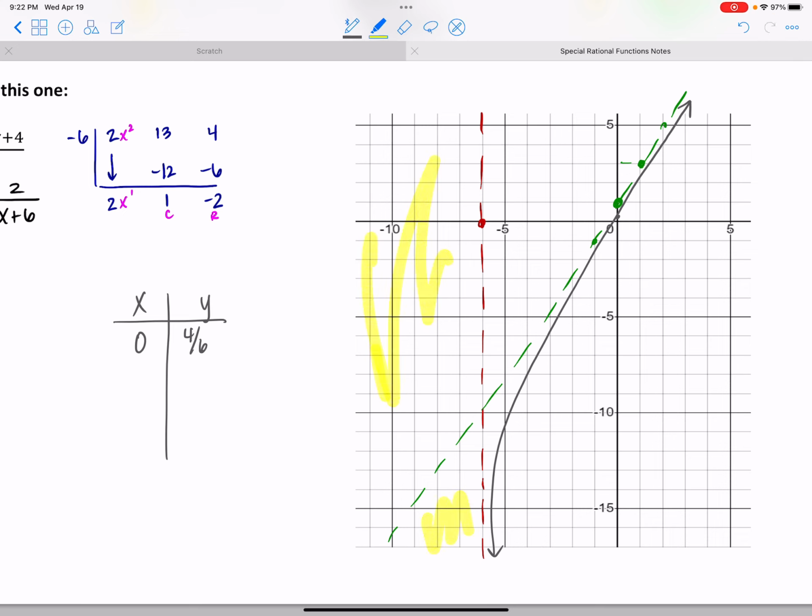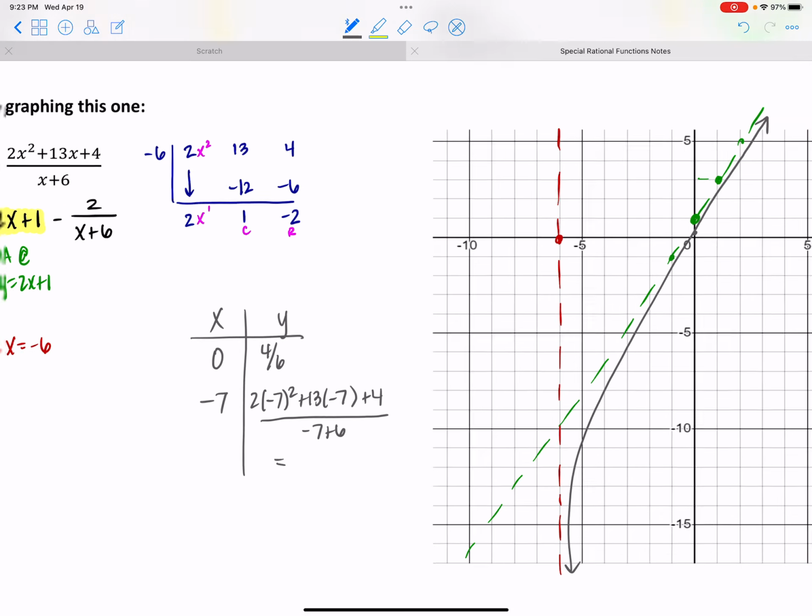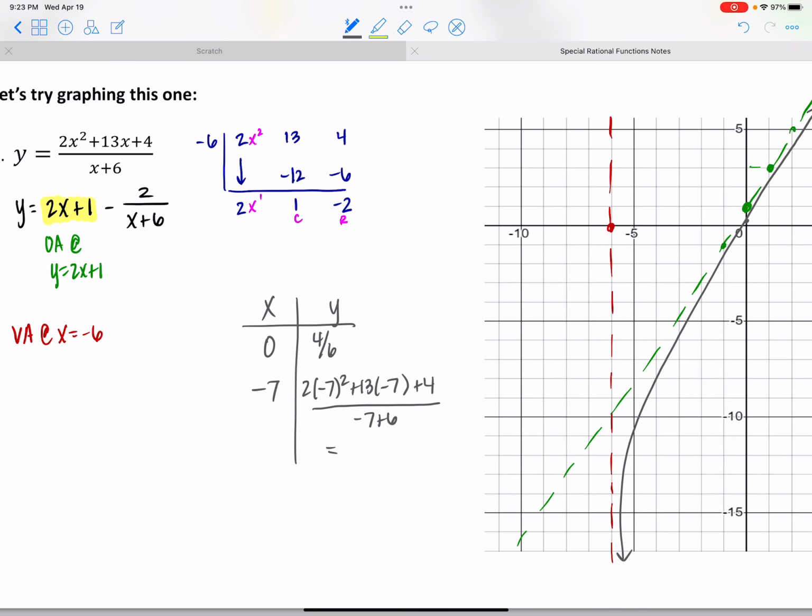Most likely they're opposites of one another, like most likely case is going to be here, but just to be safe, let's plug in an input, again, to the left of my vertical asymptote. So maybe I plug in like a -7, for instance. So let's put -7 in. Alright, this will be a fun one. 2 times -7 squared plus 13 times -7 plus 4, all divided by -7 plus 6. And that ends up being a whole bunch. I'm going to just have my calculator. I do not have my calculator.